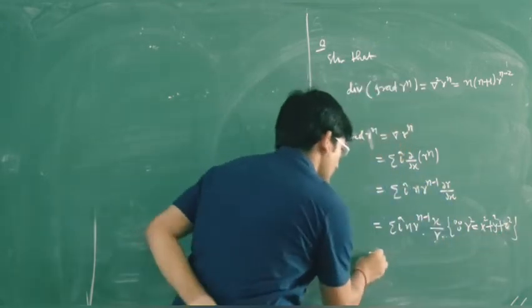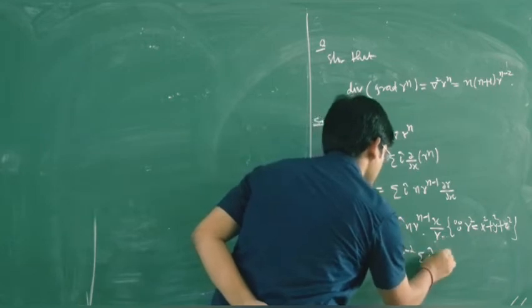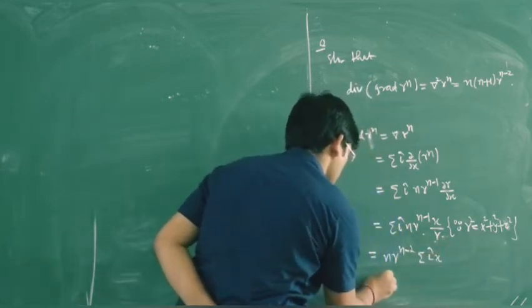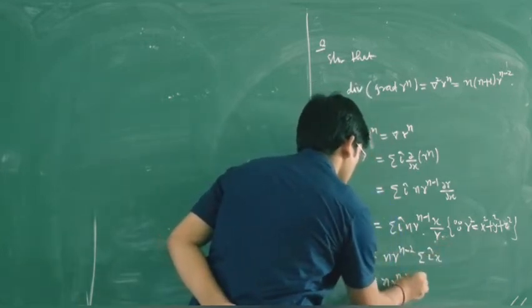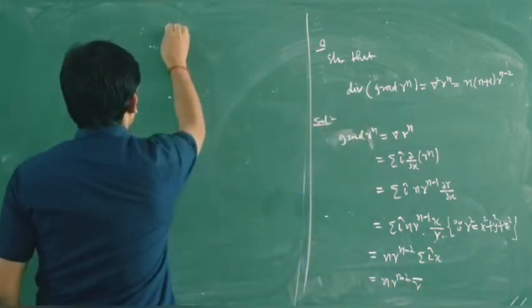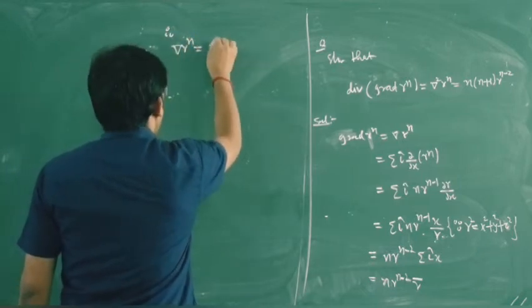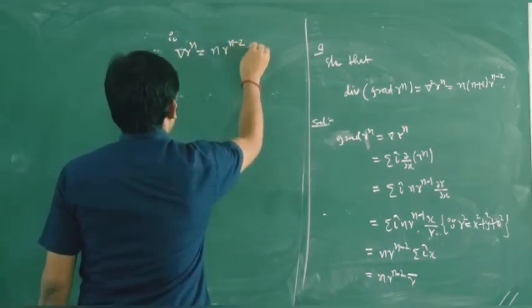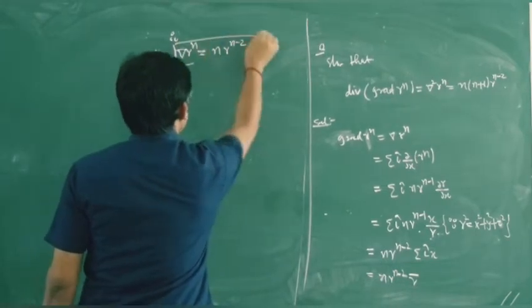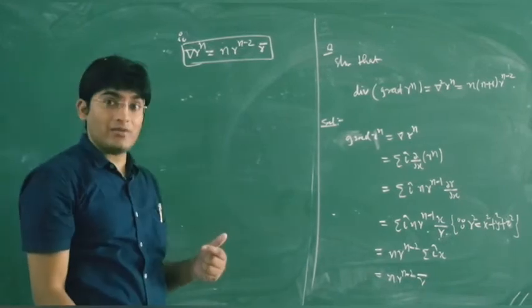So now this is equal to n into r power n minus 2 into summation i x, and your summation i x is vector r. So this is equal to n into r power n minus 2 into vector r. So therefore your grad r power n is equal to n into r power n minus 2 into vector r. So this is our grad r power n. Now let us find out its divergence.